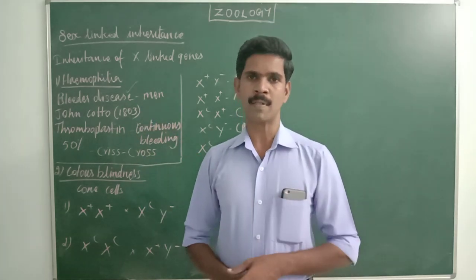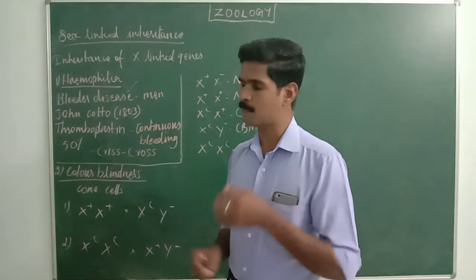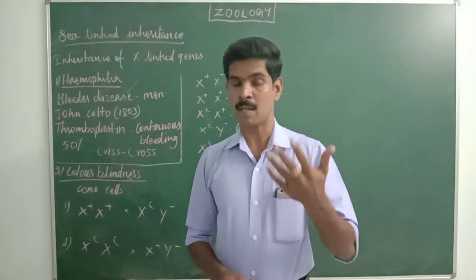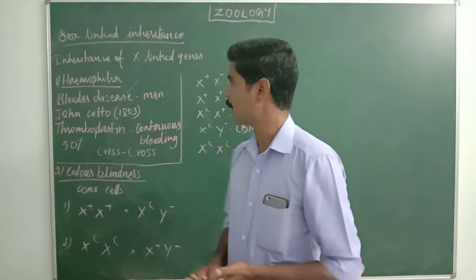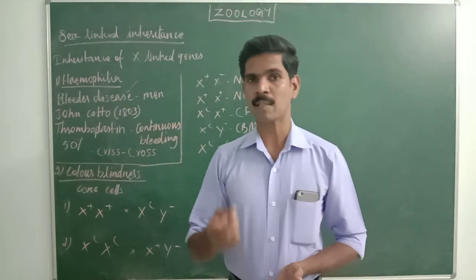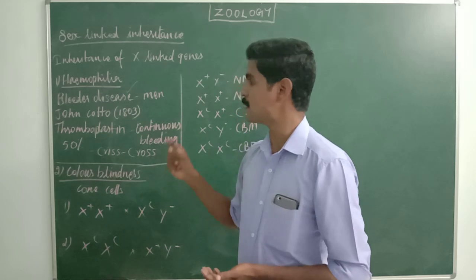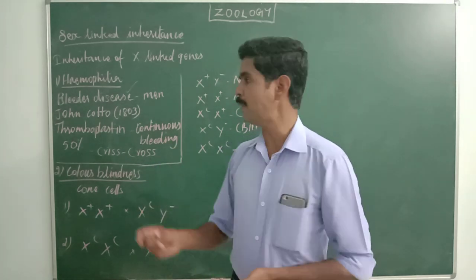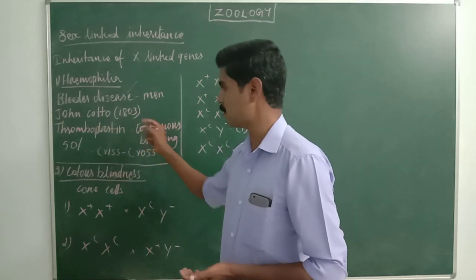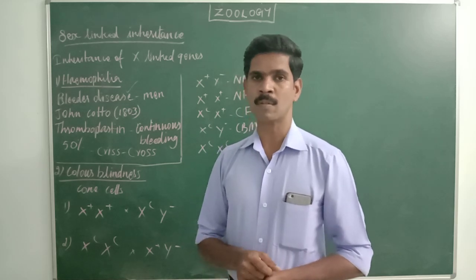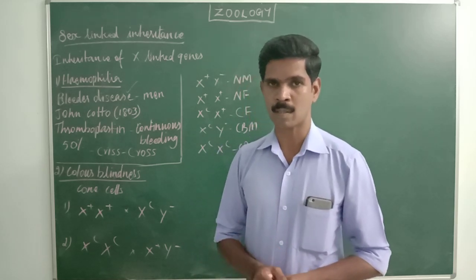Let me repeat all the points. The first disease is otherwise called bleeder disease. This disease affects men more than women. The third point is that this disease was first reported by John Pato in the year 1803. The fourth point is thromboplastin.